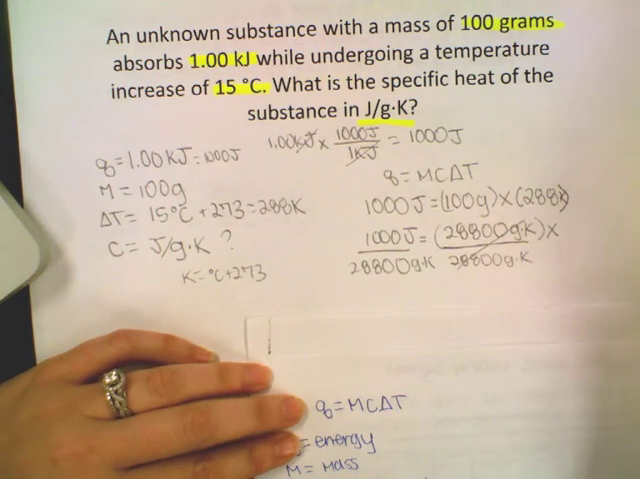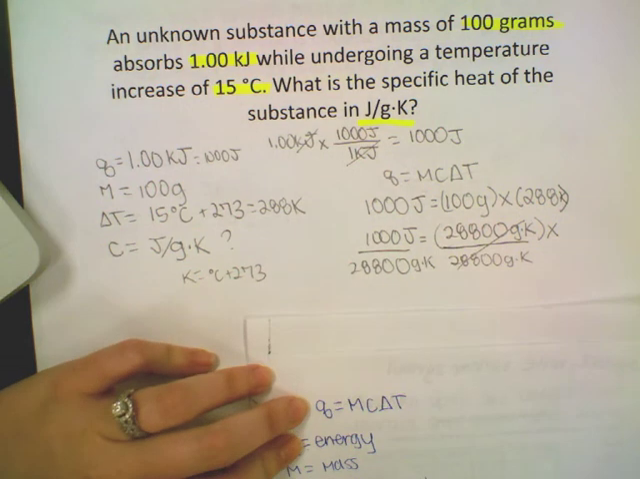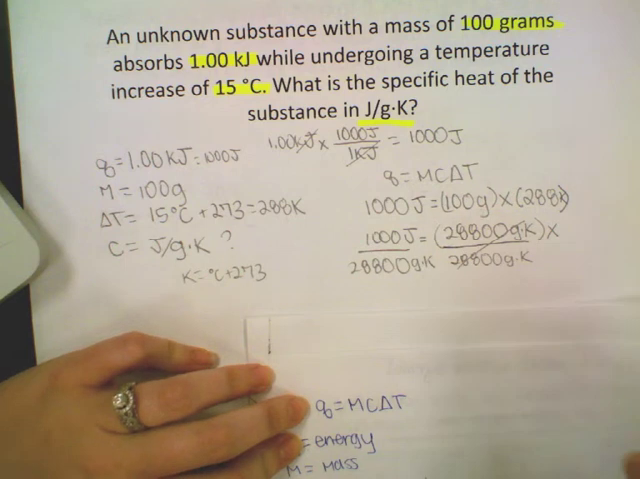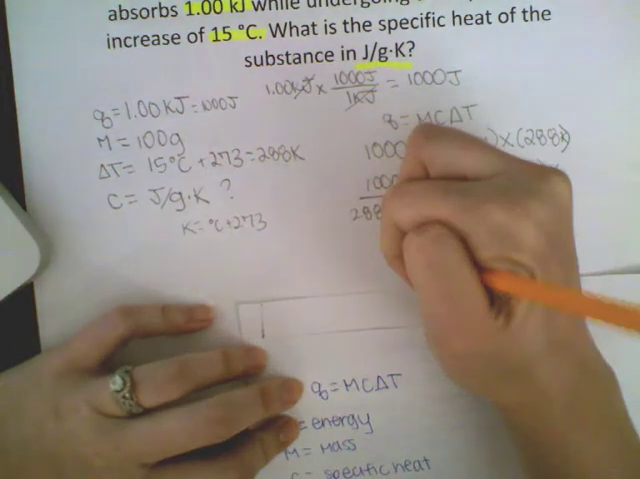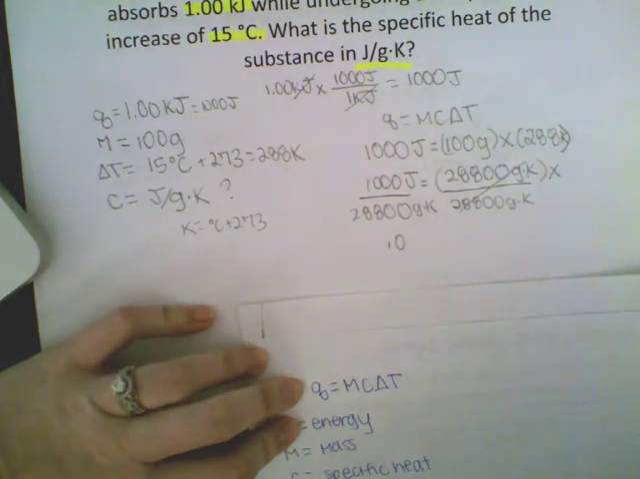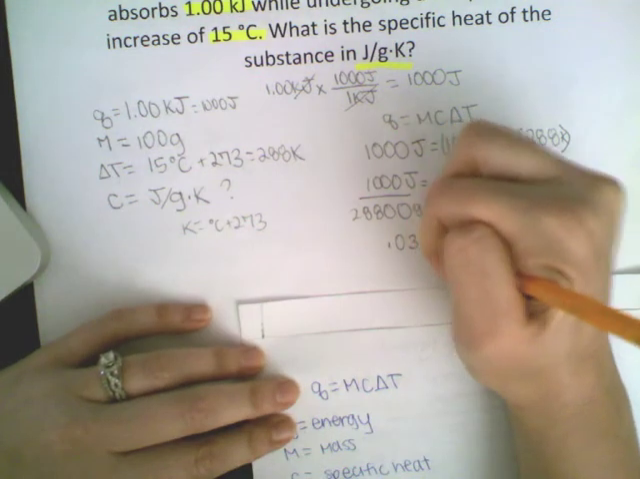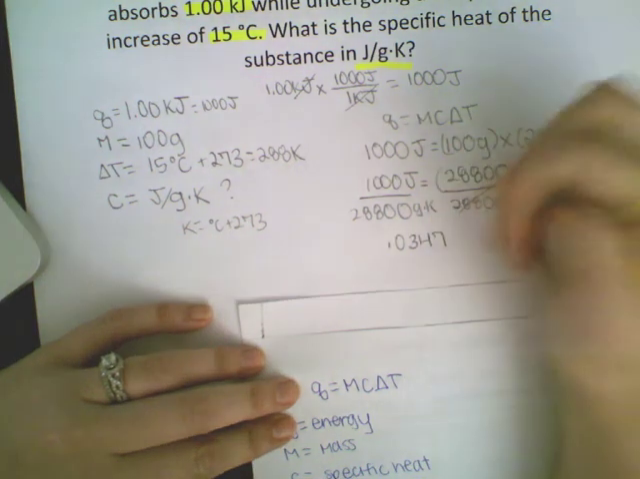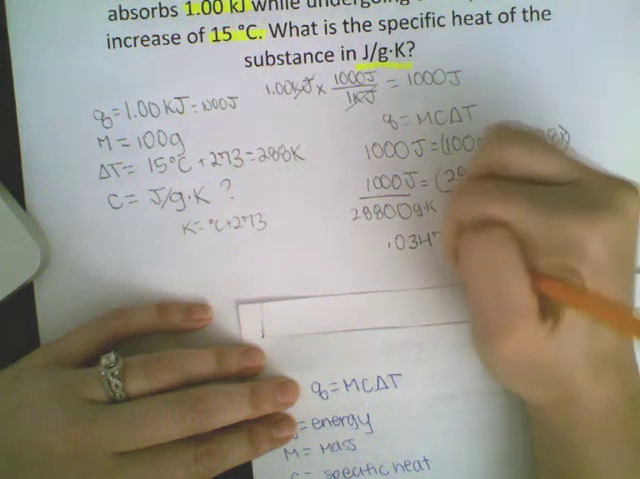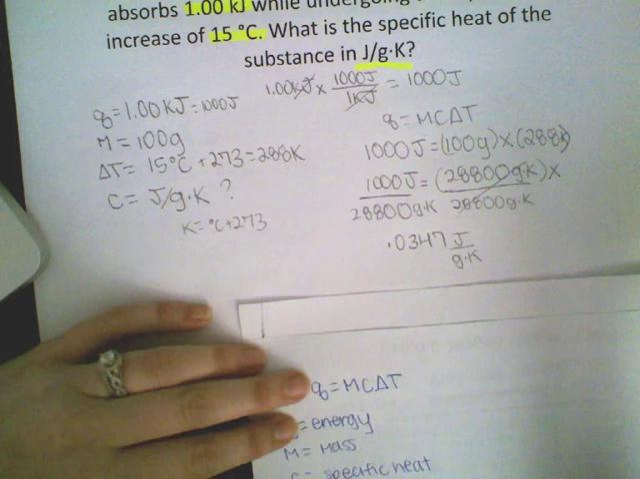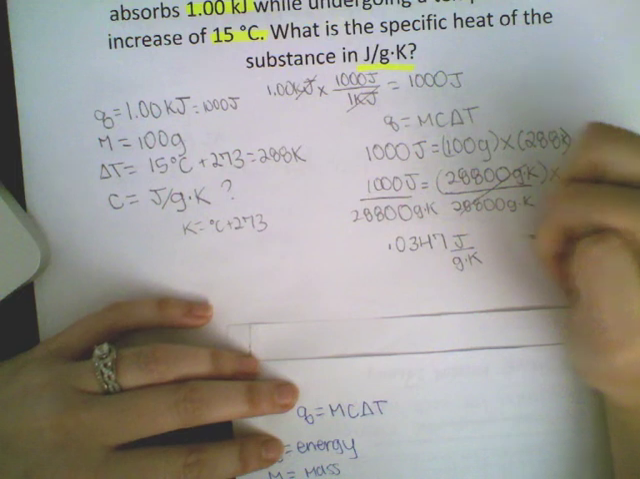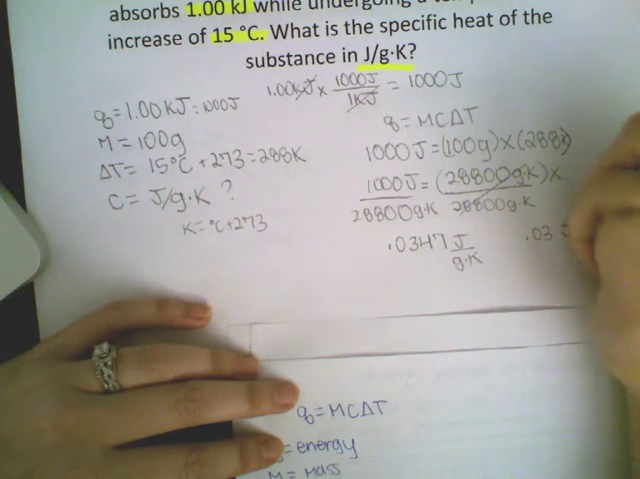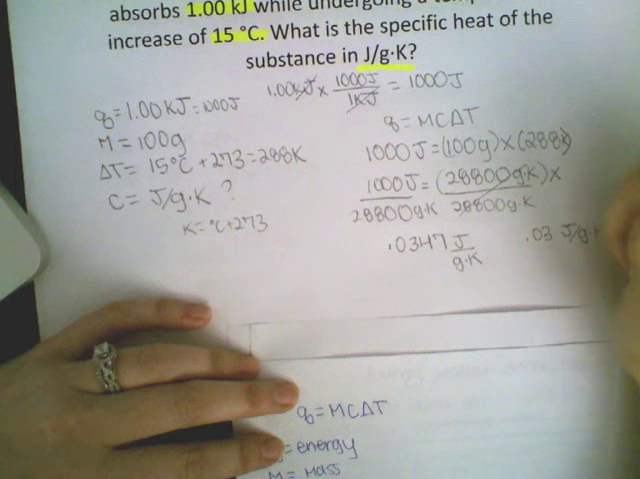All right, brought my units with me. All right, and I'm going to get an answer of 0.0347. And that's joules divided by grams Kelvin. Let's go ahead and correct this for significant figures. We've got 1 sig fig, so my answer will be 0.03 joules per gram Kelvin.